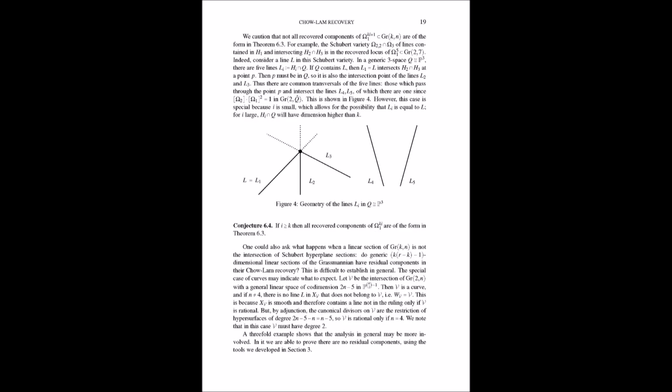Now, moving beyond specific examples, Pratt and Ranestad tackle a more general question. Do generic linear sections of Grassmannians exhibit residual components in their Chow Lam recovery? So in simpler terms, they're asking if we slice through a Grassmannian with a random plane, can we perfectly reconstruct that slice using the Chow Lam form, or will we end up with extra pieces? Exactly. It's a challenging question to answer in full generality, but Pratt and Ranestad offer some valuable insights by examining specific cases involving curves and threefolds.